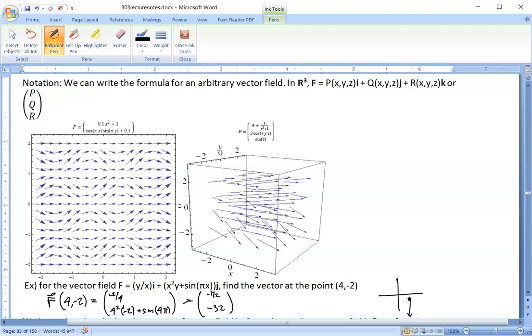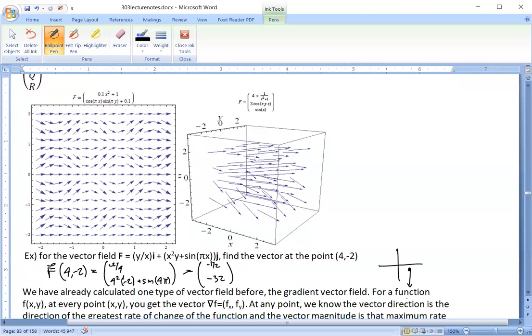Okay, now we've actually previously talked about a particular type of vector field. So the sort of thing such that at every single point we have a specific vector. And that vector field was the gradient vector field.